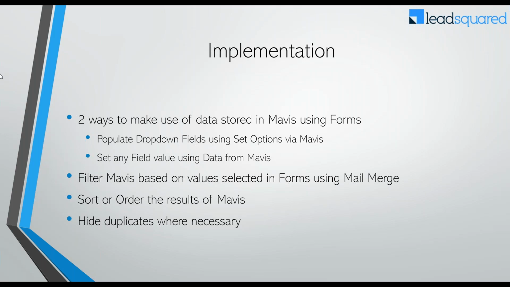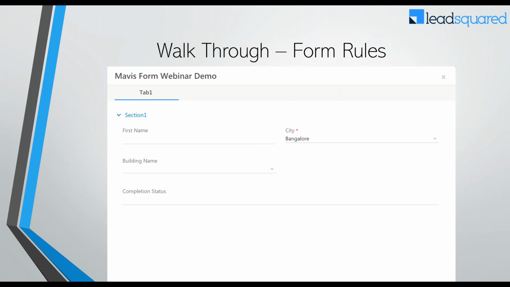So in the next slide, you can see that this is a temporary form that I have created for this demo. Essentially, first name is the only field that is not related to Mavis DB. So this I'll just collect as the lead's name, and then city is populated from Mavis DB, and based on the city value, I'll be dynamically querying the building name, which is pretty straightforward.